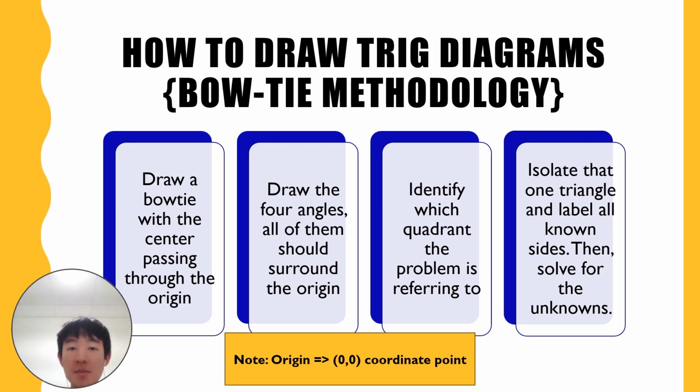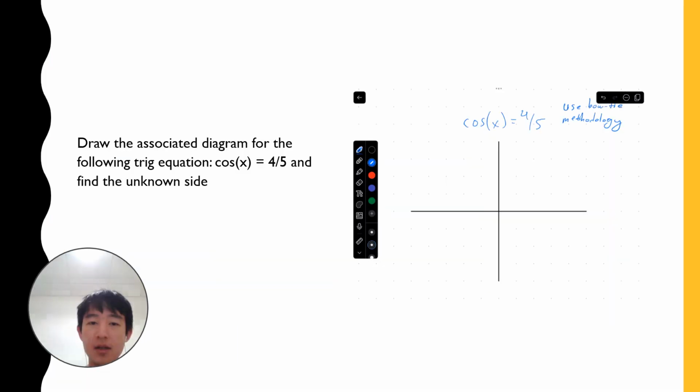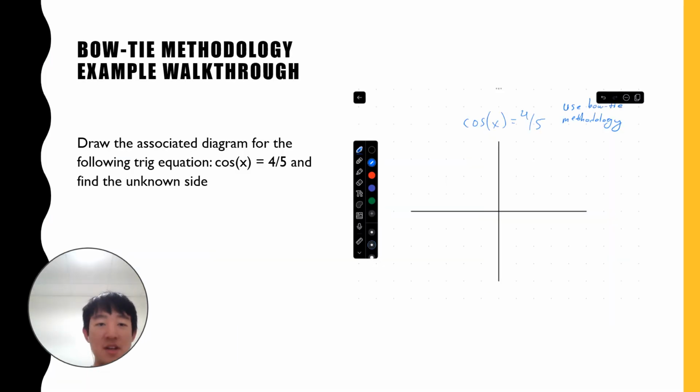Now, this may first seem complicated, but the following slide and example will walk through every step, and hopefully with the addition of visualization, these steps will become much more logical. So let's walk through the bow tie methodology.